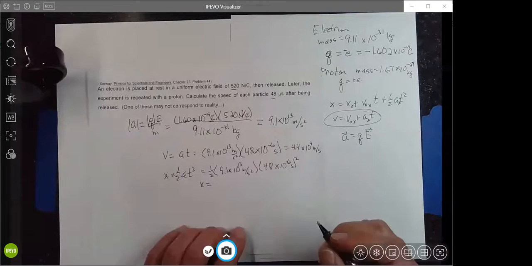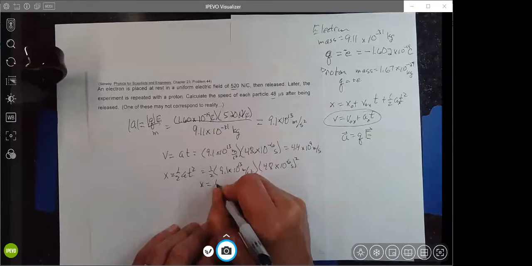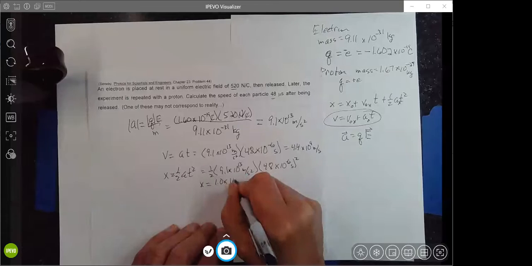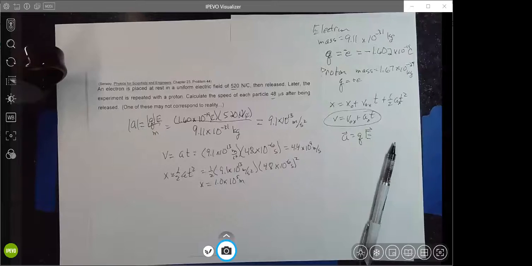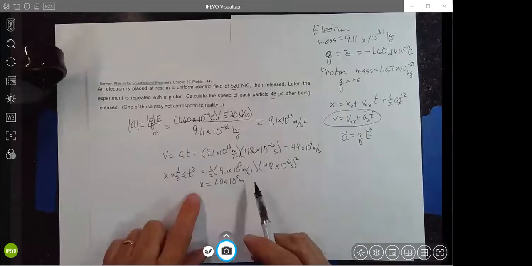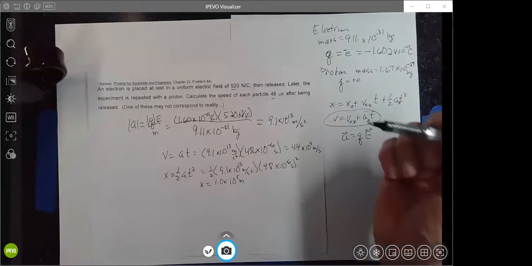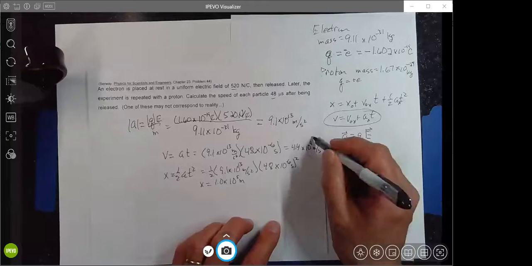Okay, I get about 1.0, actually, 1.0 times 10 to the 5th meters, which is, let's see, that would be 100 kilometers, where you'd have to have this uniform electric field, or about 62 miles. That could be kind of challenging to have a place that big with a uniform electric field in it. So it might be hard to build this thing in the first place. And this wouldn't work.